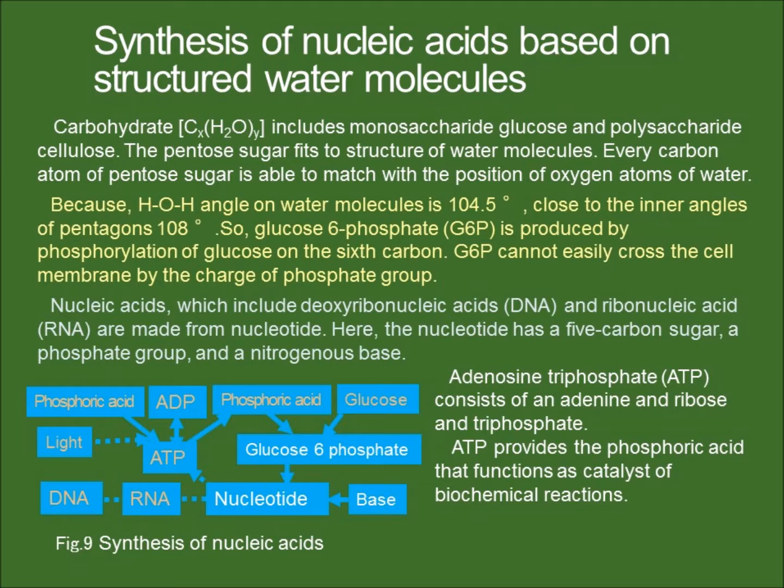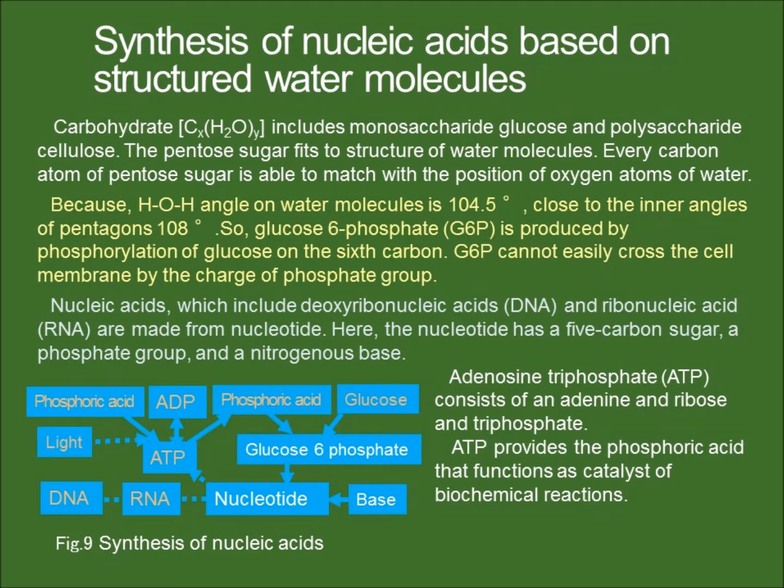Carbohydrate includes monosaccharide glucose and polysaccharide cellulose. The pentose sugar fits the structure of water molecules. Every carbon atom of pentose sugar is able to match with the position of oxygen atoms of water, because the HOH angle of water molecules is 104.5 degrees, close to the inner angles of pentagons, 108 degrees. So, glucose 6-phosphate is produced by phosphorylation of glucose on the 6th carbon. G6P cannot easily cross the cell membrane because of the charge of the phosphate group.